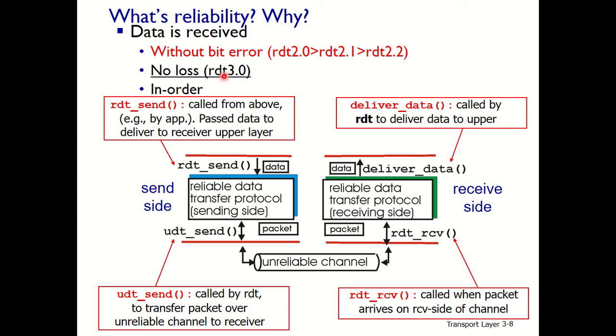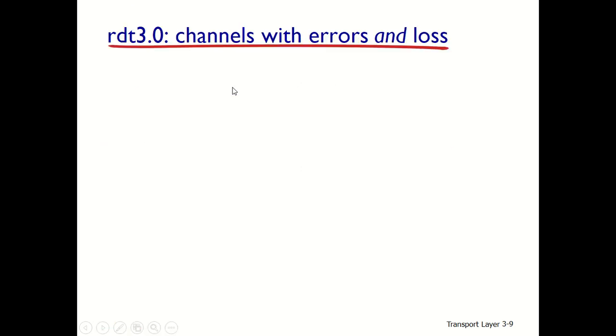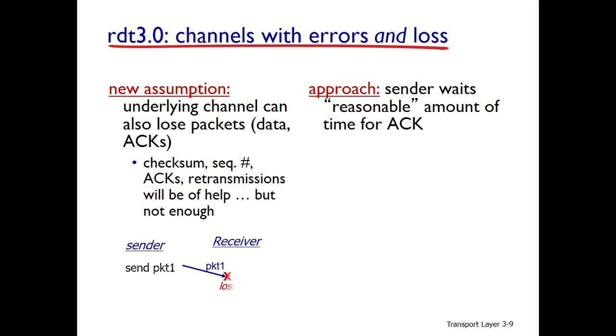RDT 3.0 can work to achieve a reliable transport layer if the underlying channel, the network layer that is used to physically transfer the data from the sending machine to the receiving machine, has bit error as well as packet loss. So how? Let's discuss RDT 3.0. RDT 3.0 assumes that the underlying channel can have bit error as well as packet loss. So if it has packet loss along with error, what should we do?